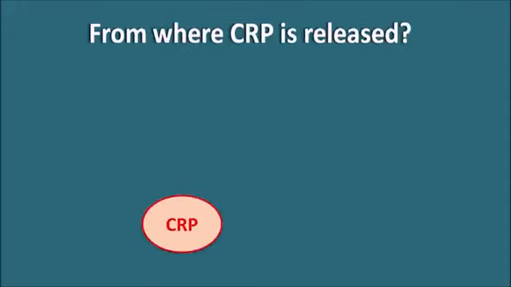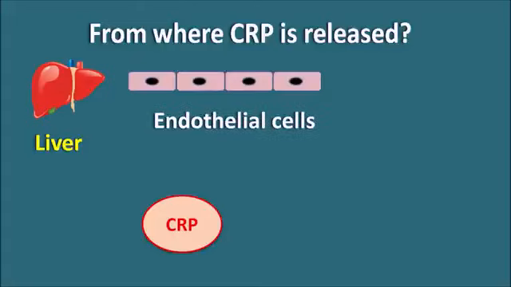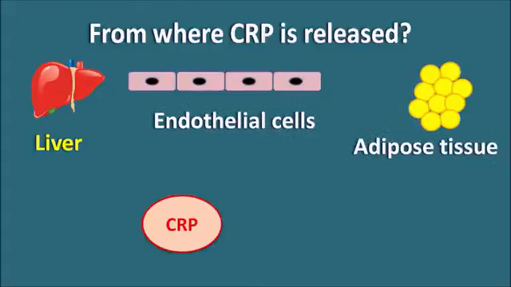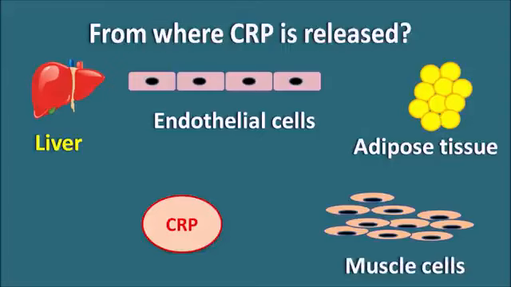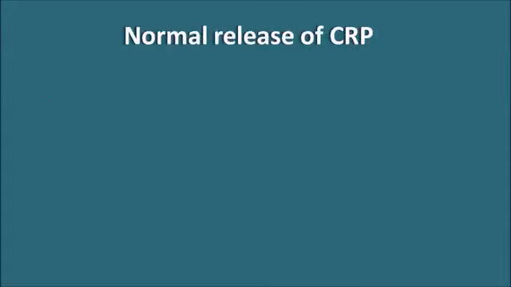So C-reactive protein is going to be released from various tissues. The important one is the liver. From the hepatocytes, mainly, the CRP is going to be released. But CRP can also be released from the endothelial cells as well as the adipose tissue as well as the muscle cells. So from so many tissues, the CRP is going to be released during inflammation or any infection. Normal release of the CRP is mainly observed with the liver cells.